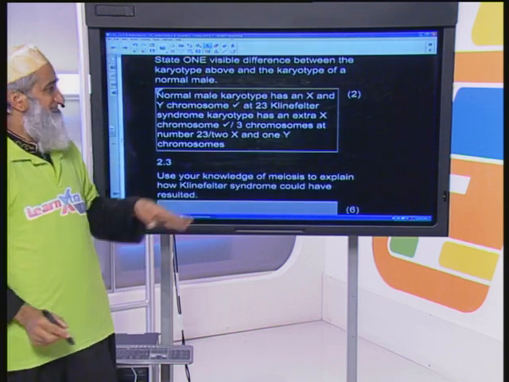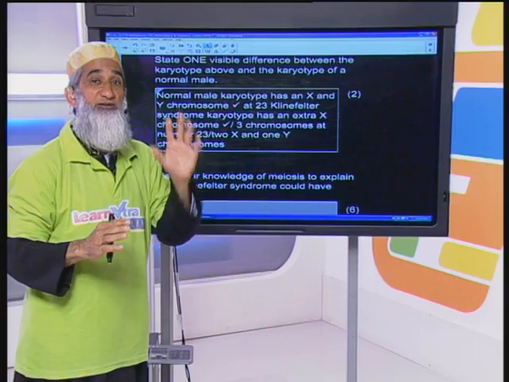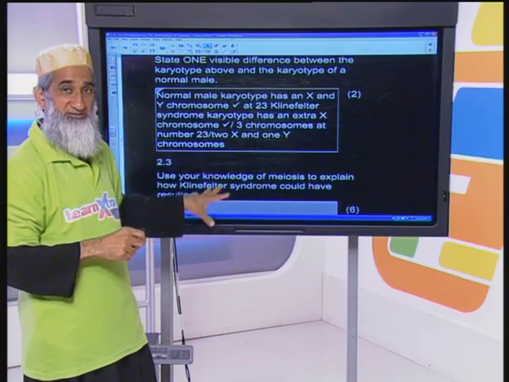The normal male has a karyotype with an X and Y chromosome at number 23. Klinefelter syndrome karyotype has an extra chromosome, or three chromosomes at number 23: two X and one Y. So you are just telling us what you're seeing in this diagram. You didn't have to be a rocket scientist, neither did you have to study Klinefelter syndrome to answer this question.